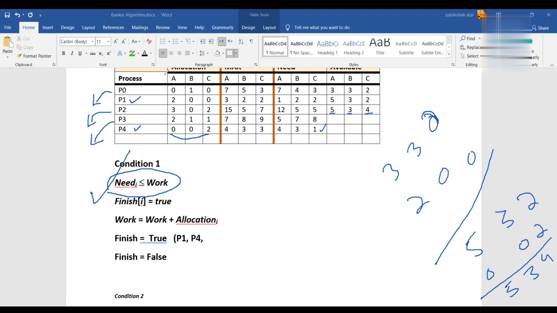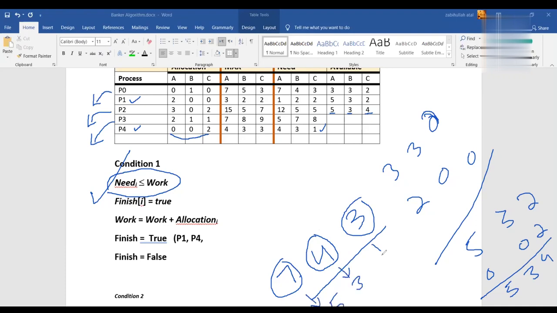Let's take the example of P0. You can see, dear students, P0 requires 7, 4, and 3 instances: 7 from A, 4 from B, 3 from C. Where the system has how much? The system has 5, 3, and 4. These resources cannot match or qualify this condition. So it means that P0 will have the condition finish equal to false.